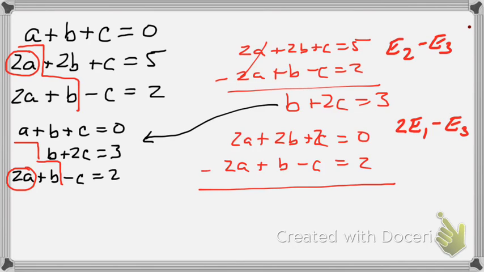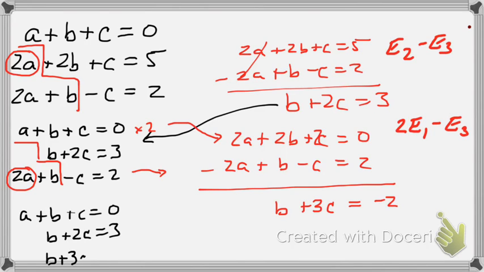When I subtract, I get b plus 3c equals -2. I have eliminated another a. That new equation becomes our third equation over on the left side. You can see that in our quest to clean out from under the stairs, we are now 2/3 done.